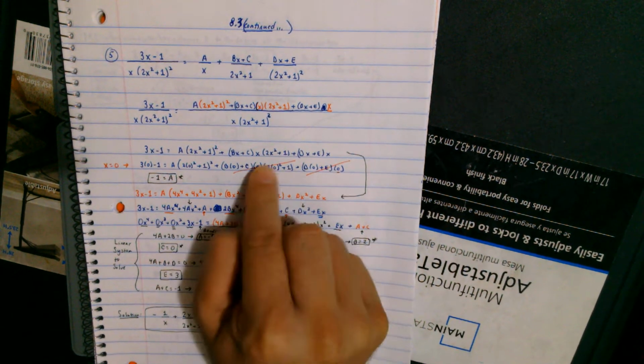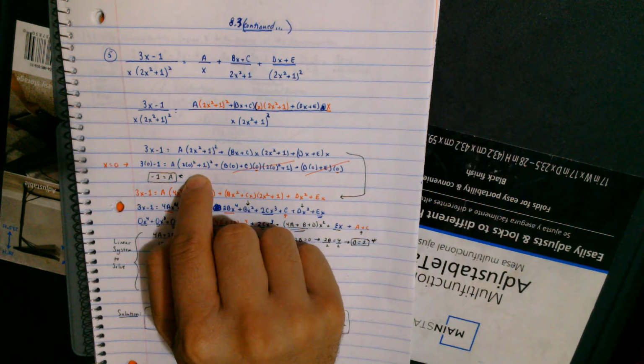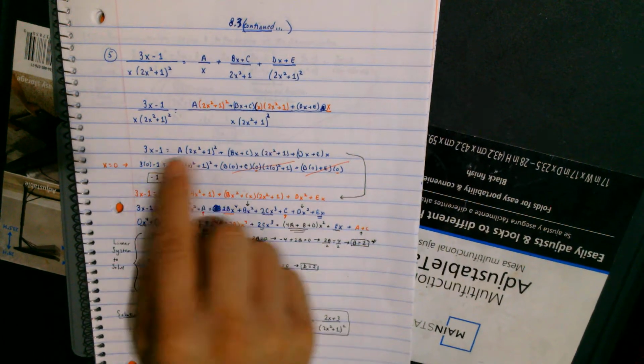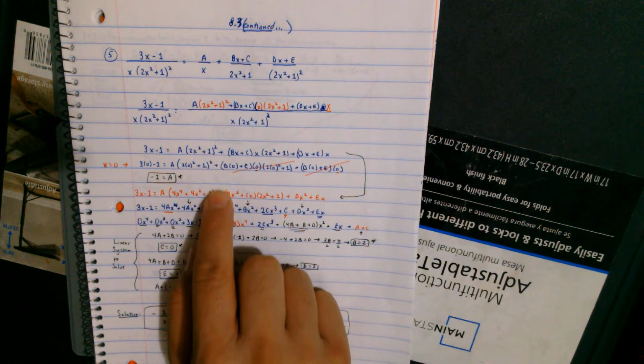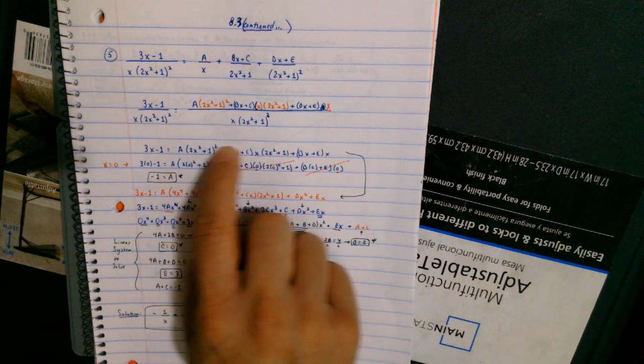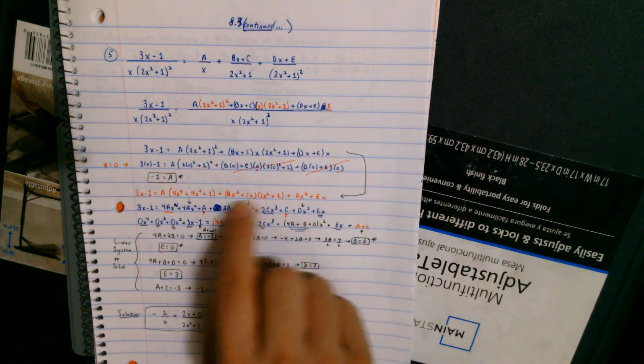B, C, D, and E all cancel. A survives, so A is equal to negative 1. However, for the other letters, you can't really plug in anything, because you can have a linear system, but it's not going to really help you. So at this point, I'm going to take the original and multiply it all out.